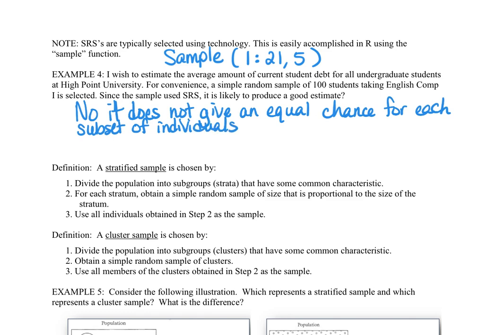What do we know about SRS? It's supposed to be a random, unbiased choice. Very good. So then you go back to English Comp 1.